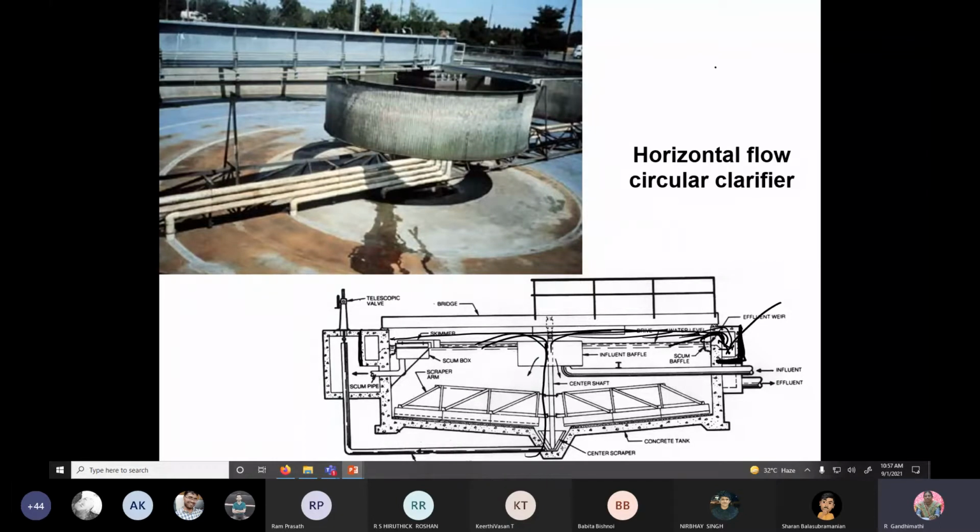Therefore, in the plan, you can see the circle representing the horizontal flow or circular clarifier. The water enters from the middle and then flows in all directions. After sufficient retention time, it may overflow over the weirs, and then it may be collected at the outer chamber. Is it clear, students?